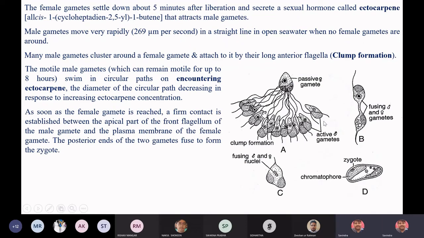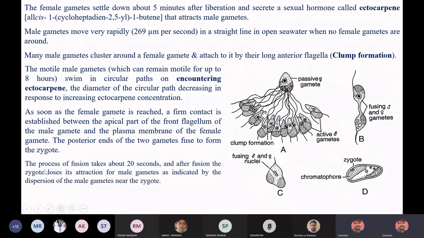One of these male gametes will get fused with this female gamete. They fuse from the same area where the flagella was present, and after fusion they will form a diploid zygote. After the zygote forms, before they germinate, they will release their flagella completely. One more thing: the process of fusion takes about 20 seconds, and after fusion the zygote loses its attraction for the male gamete.